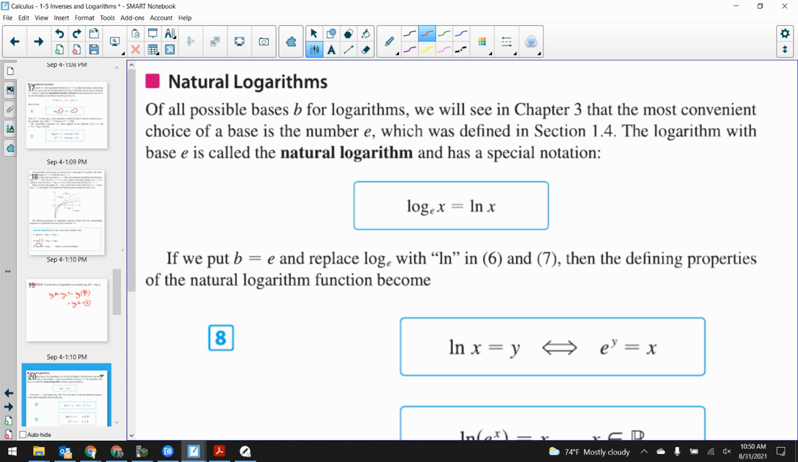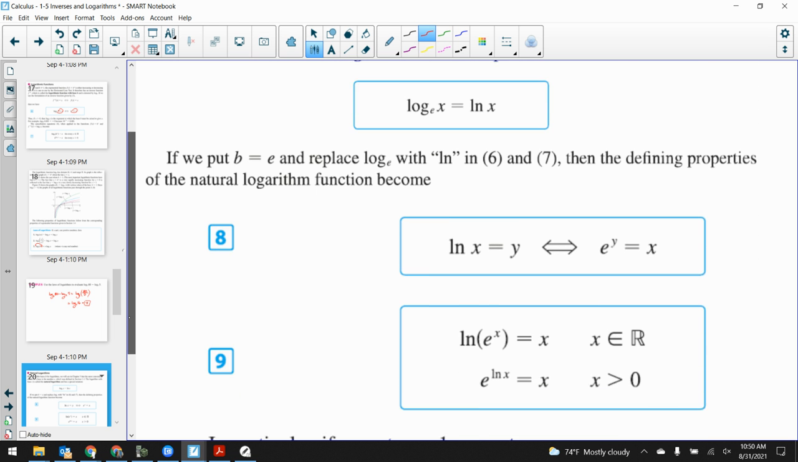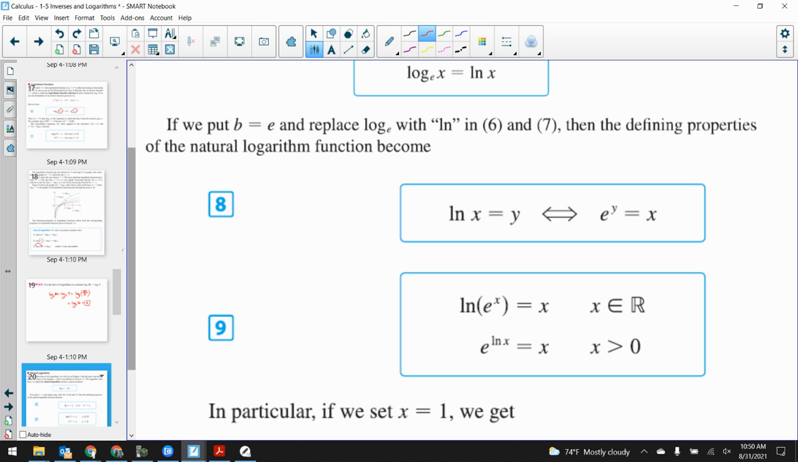If we replace log base e with ln, we have all of these same rules to follow. Just because I change the base to e does not change the properties. Like ln of x times y is ln of x plus ln of y. If we have ln of x divided by y, that's ln of x minus ln of y. If we have ln of e to the x, be careful there, ln is just log base e of e to the x.